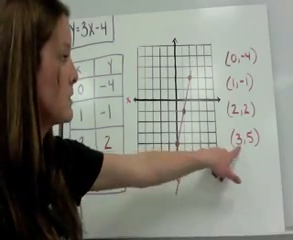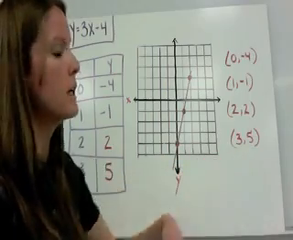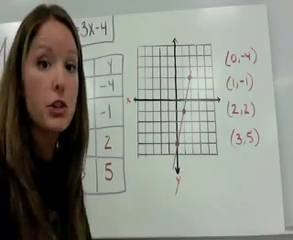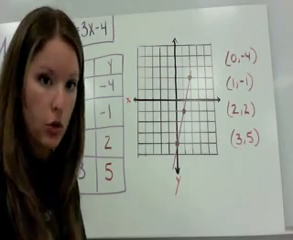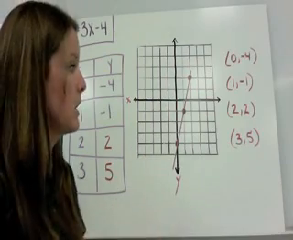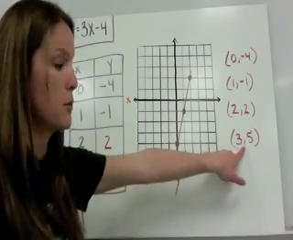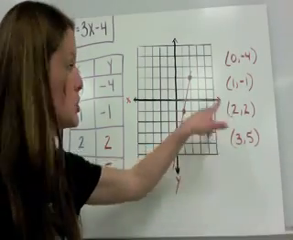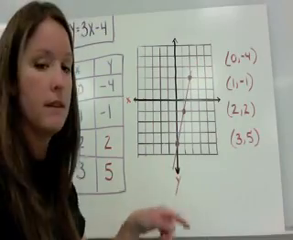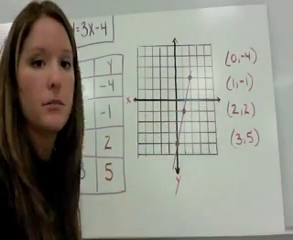I'm going to plot my last point, 3, 5. I actually want you to plot this on your coordinate plane, and we'll talk about the results that you found after plotting that point. If this ordered pair is correct, it should fall on the line that you just created using these points right here.